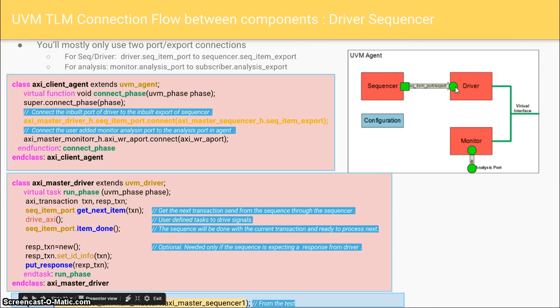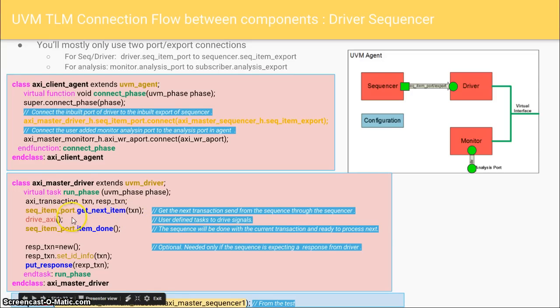Thus the driver will get the transaction sent from the sequencer in its own seq_item_port. The driver will process these transactions one by one using this syntax. In the run phase task of the driver, it will wait for a transaction to come into its own sequence item port by using the statement seq_item_port.get_next_item(txn). This will wait for the transaction to be sent from the sequence, and when a transaction is available in the sequence item port, it will get that particular transaction handle in the local variable txn.